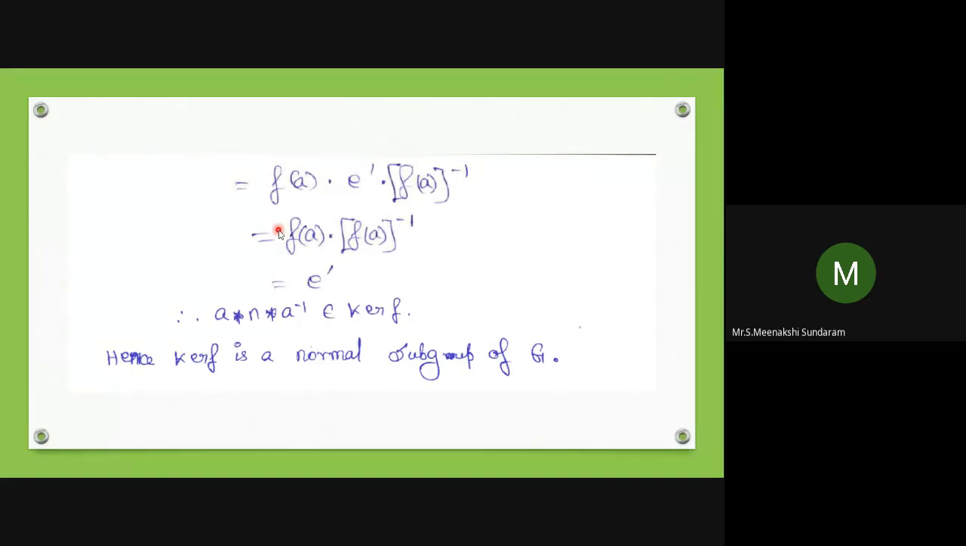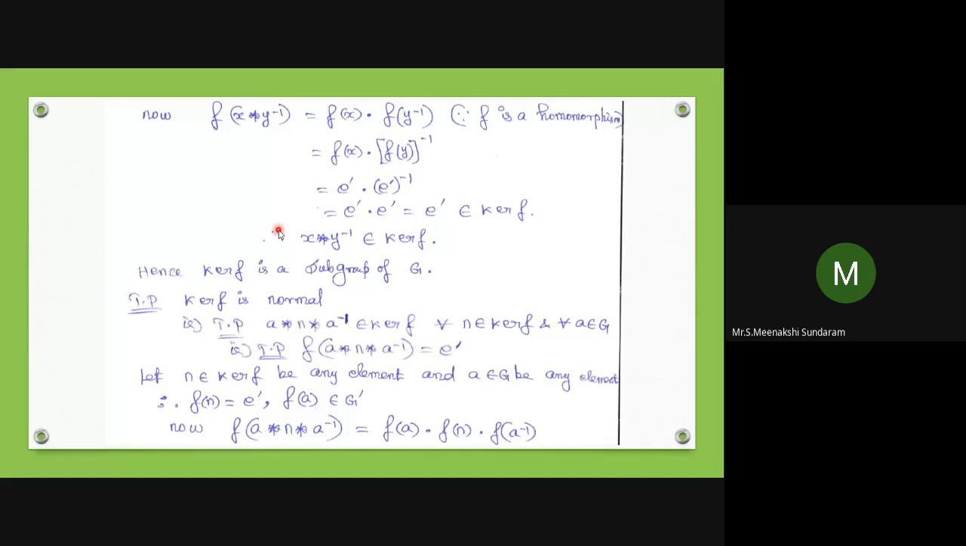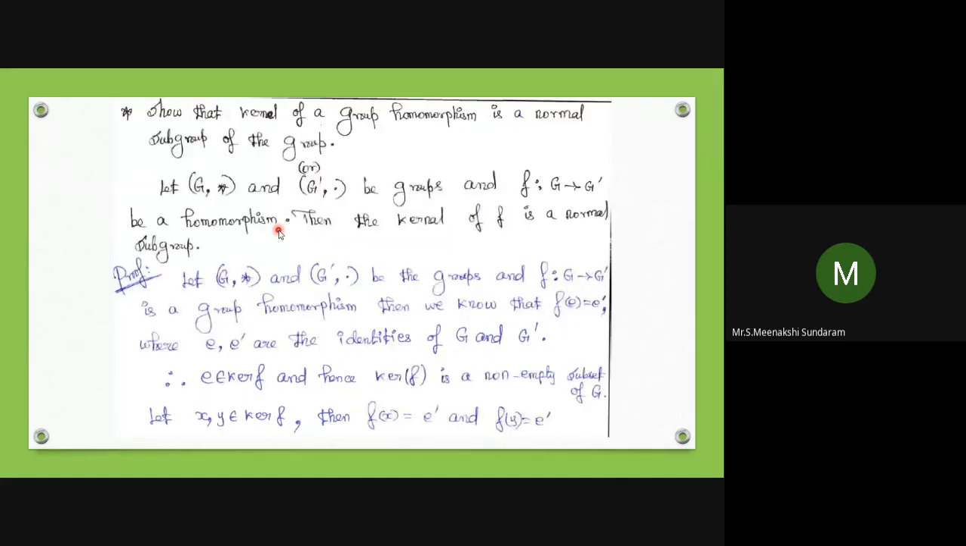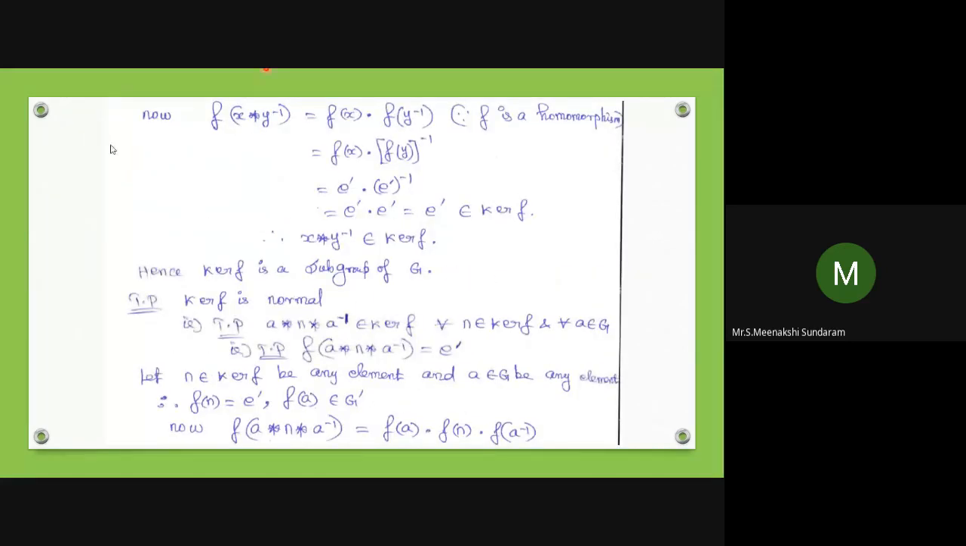So H is a subgroup of G. The same concept: first K is non-empty, and it has the identity. Next, to say K is a subgroup of G, I showed x star y inverse belongs to kernel. To say K is normal, I brought f of a star n star a inverse equal to identity. So I have proved that K is a normal subgroup. These are the things we are going to see, that K is a normal subgroup.